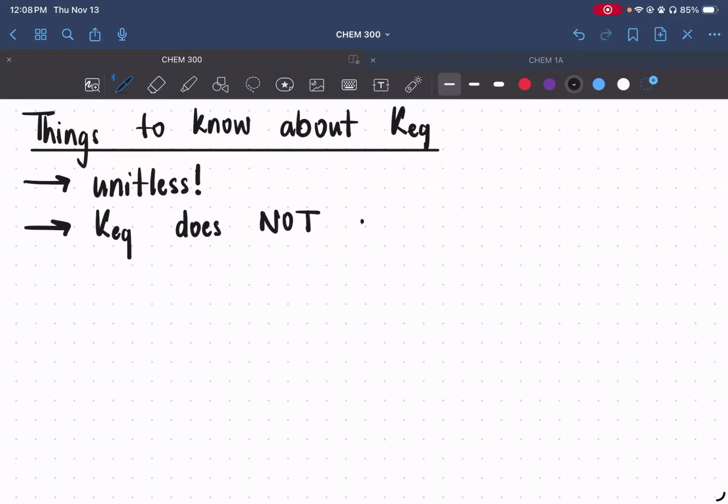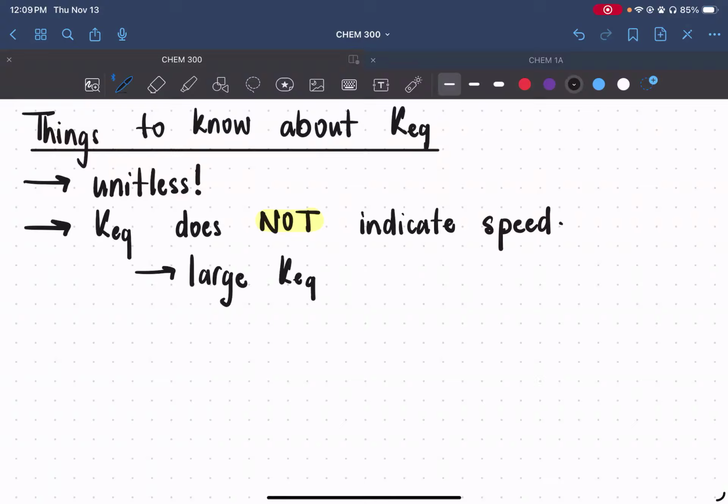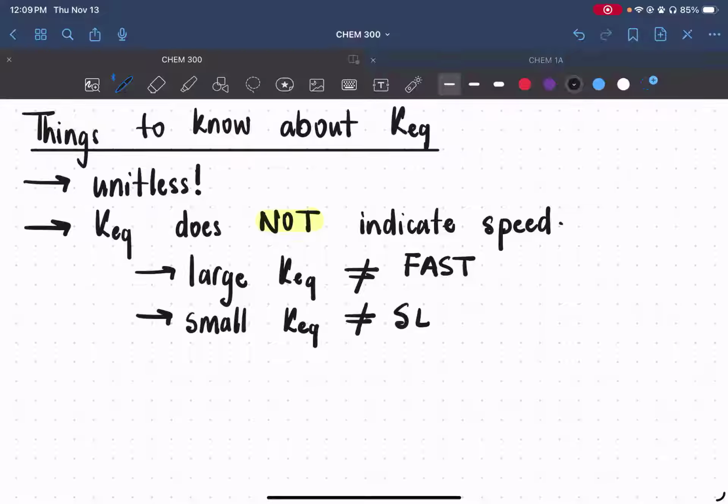KEQ does not indicate speed. In other words, just because a reaction has a large KEQ does not mean that it is a fast reaction. Similarly, a reaction with a small KEQ does not mean it is slow. If it happens to be, that's just a coincidence. But the two do not directly correlate with one another. How do we know about speed? Well, that's kinetics. That's another topic we went over in the last few weeks.